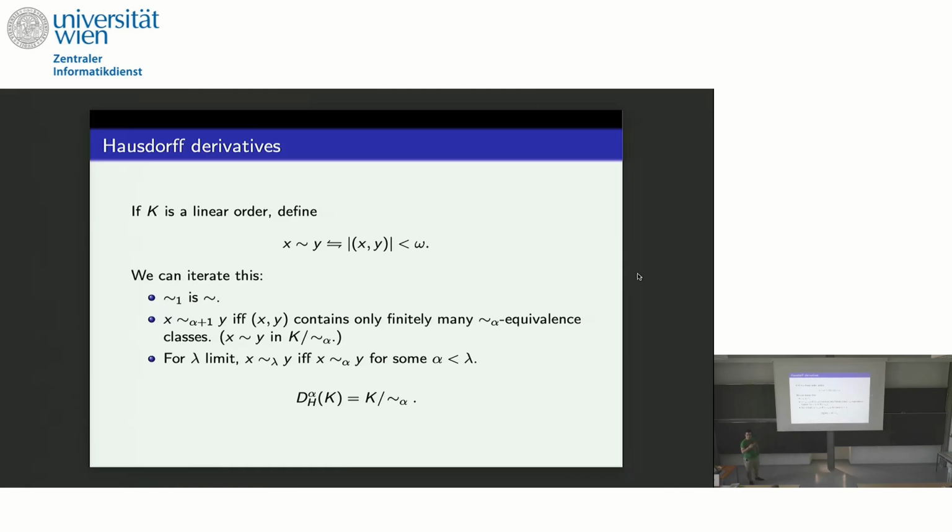And at limits, we take unions. So two things are lambda equivalent if they're alpha equivalent for some alpha less than lambda. And then we define the Hausdorff derivative as the quotient. The equivalence classes are convex, you can show, and therefore the quotient is a linear order.